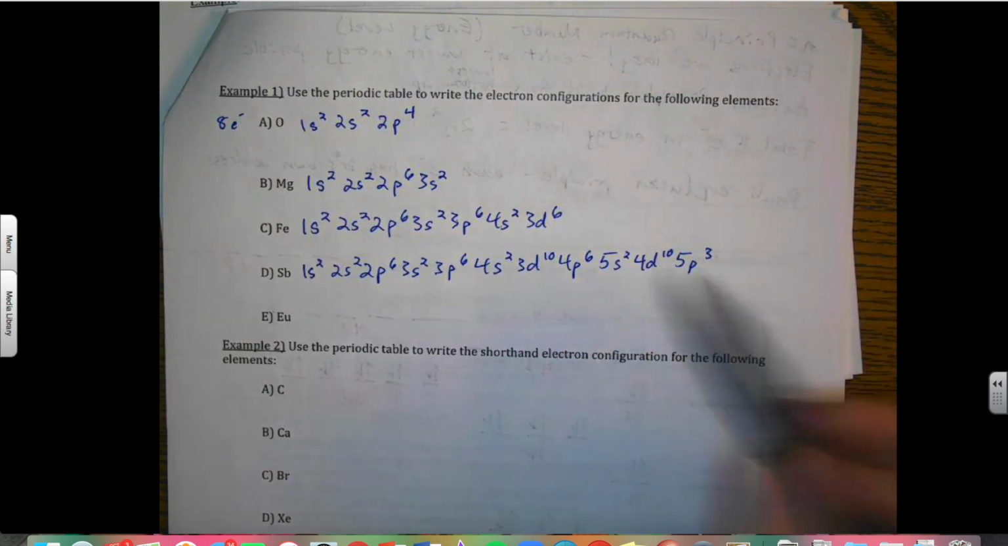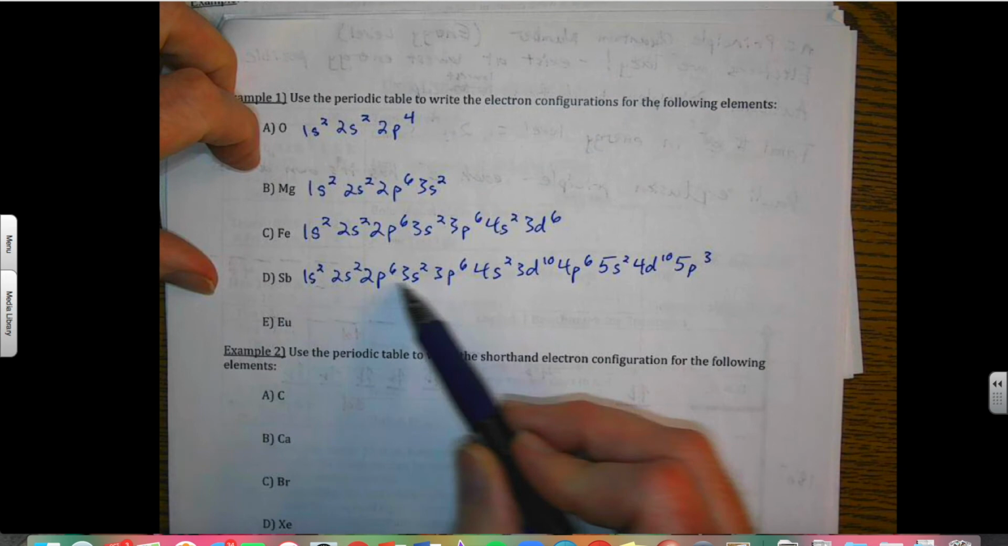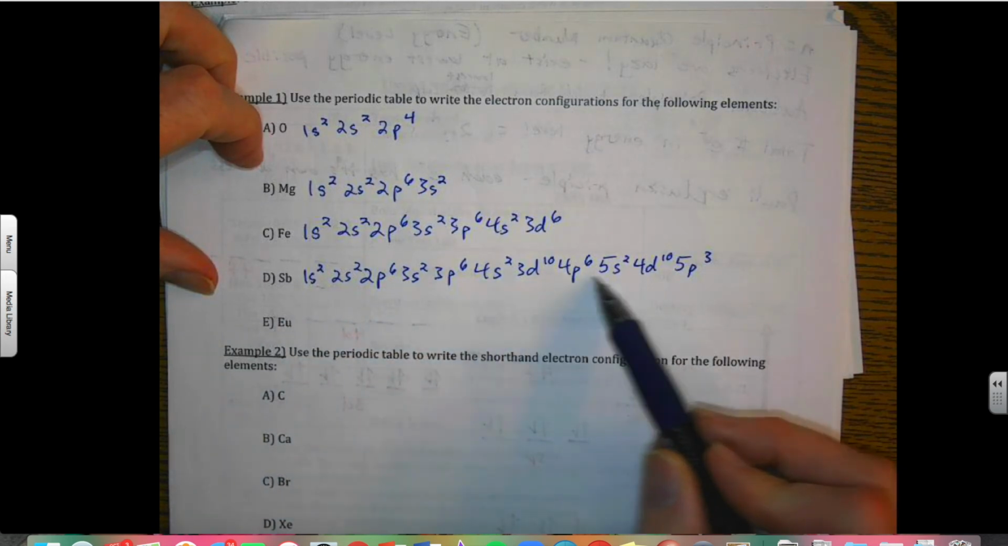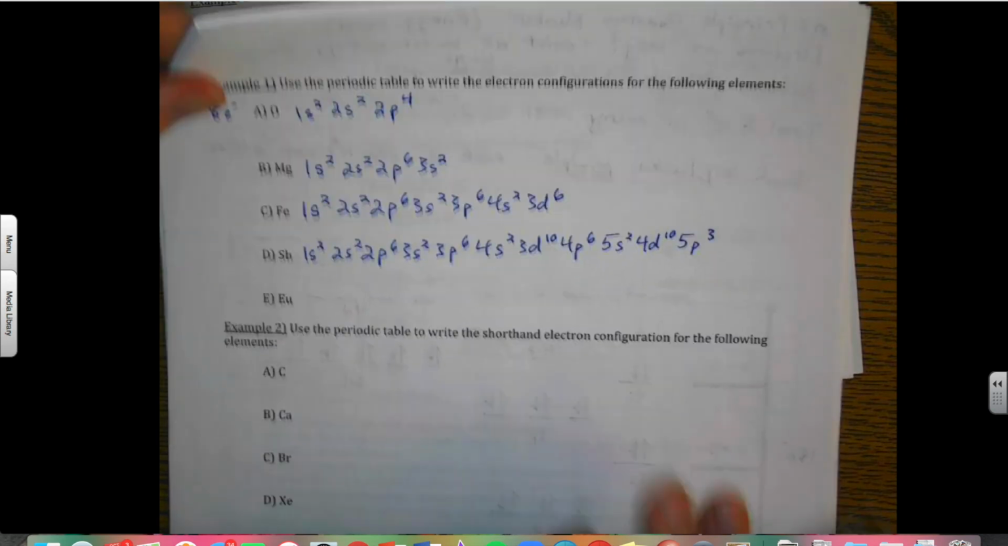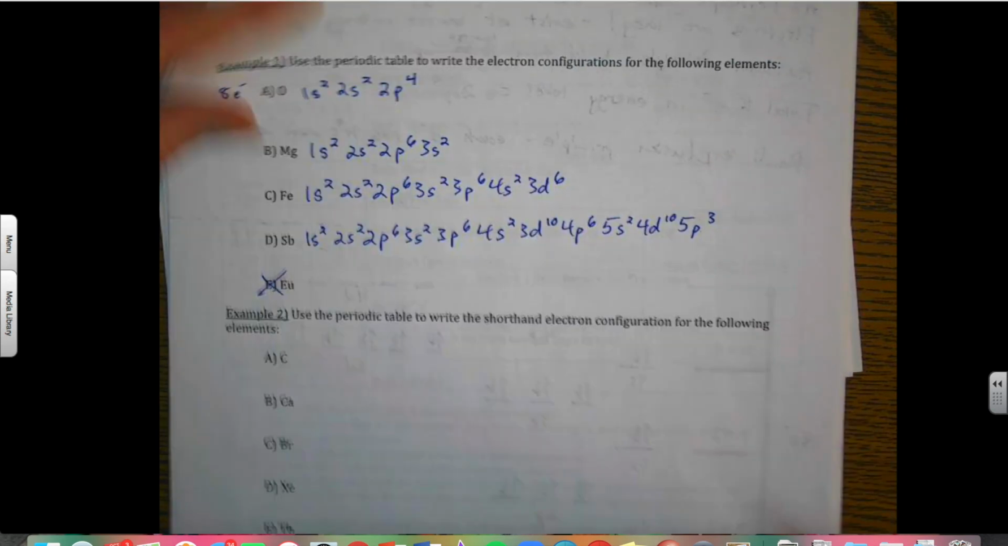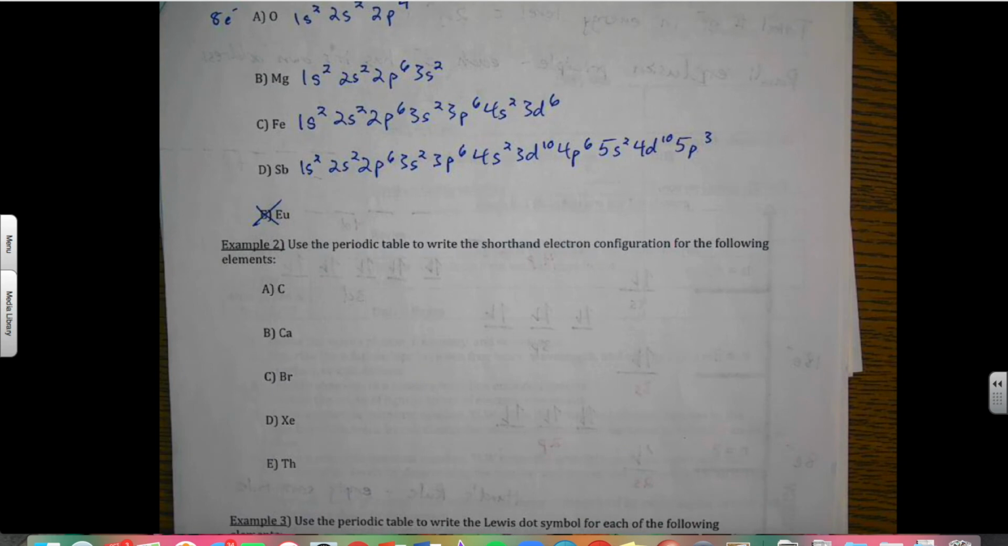Okay, you'll notice that the sequence never changes. It's just where you stop that changes. Now europium is in the F block. I'm not going to be that mean. I'm going to take that out. So yeah, you can see they get really long.